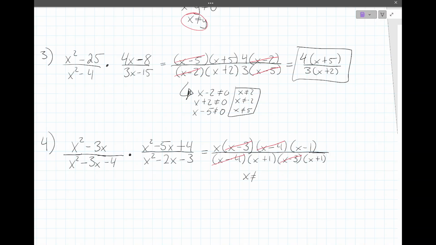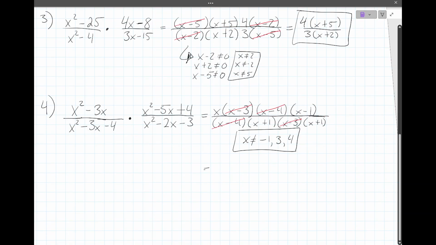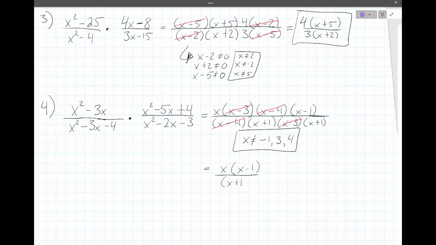Let's take care of our non-permissible values. So it looks like I can't have negative 1, I can't have 3, and I can't have 4. Right? I have 3 non-permissible values there. Let's finish the simplification. I'm just going to get x times x minus 1 all over x plus 1 all squared, right? So that's it. So I have a repeat factor on the bottom. The repeat factor doesn't cancel out with itself on the bottom, right? It just stays a repeat factor there.